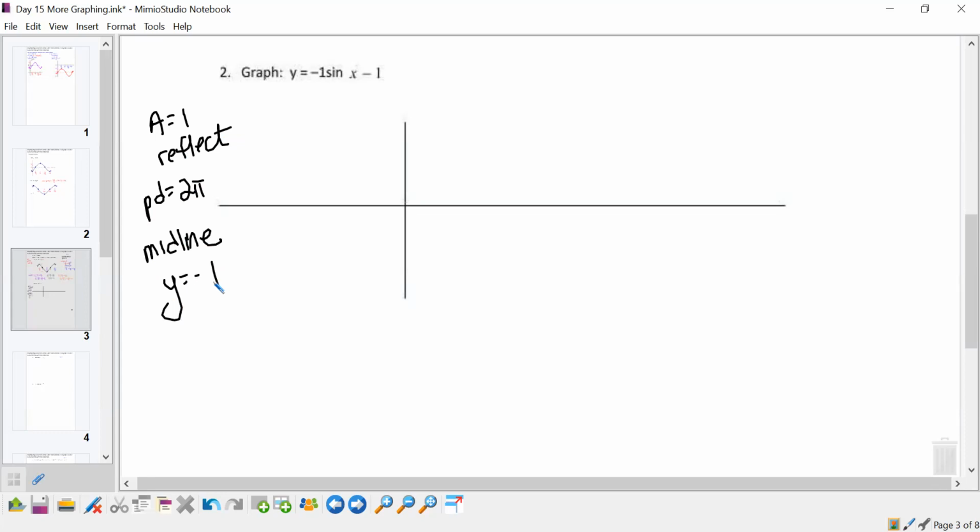So with no period change and no horizontal slide left or right, my x-axis work is a lot easier. It's just the quadrantals. The midline is at -1. The amplitude of 1, we're going to have a maximum of 0 and a minimum of -2. And sine reflected is midline, minimum, midline, maximum, midline.